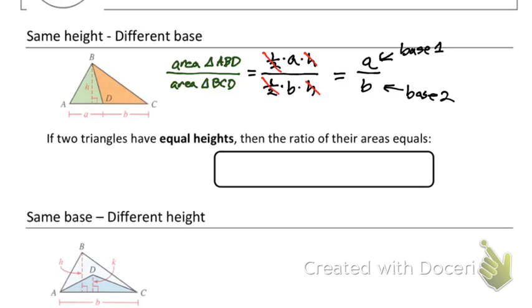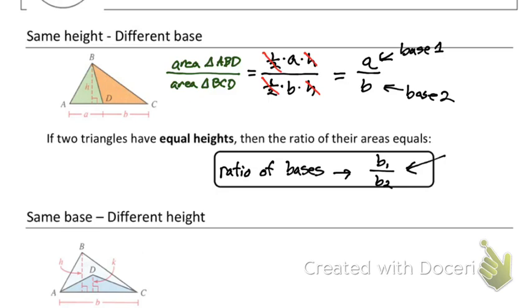Did I square it? No. The only time you're worried about squaring or taking the square root is if you have similar triangles. These aren't similar triangles, so that A over B is in fact your area ratio. This is your area ratio without squaring. So, if two triangles have equal heights, then the ratio of their areas is equal to the ratio of the bases. And that would be basically base 1 over base 2.